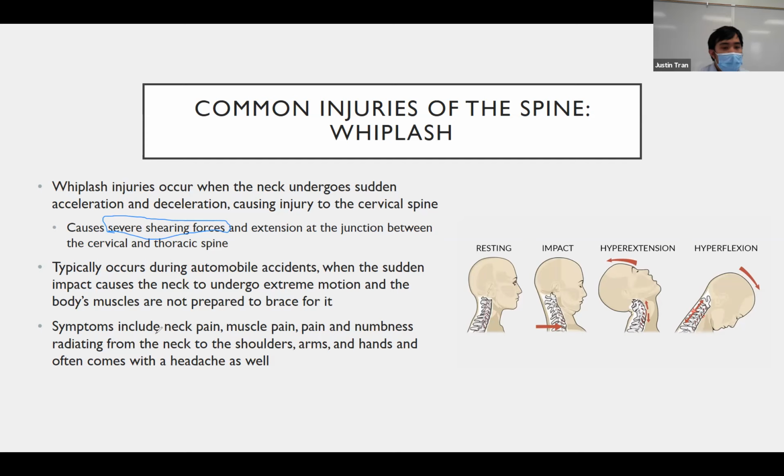If you have whiplash, some of the symptoms include neck pain, muscle pain, or numbness radiating from the neck, arms, or hands. Oftentimes it comes with headache as well, because a lot of that pain gets transmitted up to your head.